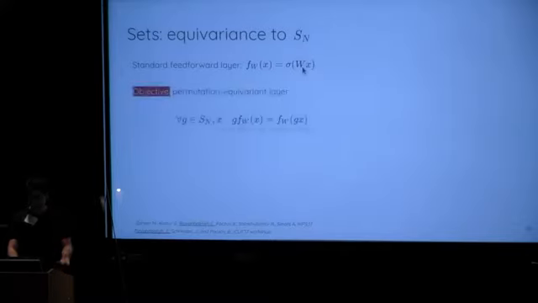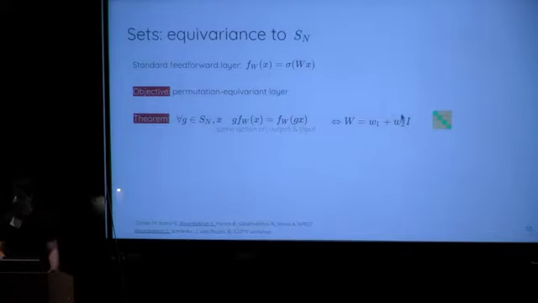So permutation equivariance is this. We want any permutation of the output of this function to have the same effect as if we permuted the input. Then we could show this holds if and only if the weight matrix has this diagonal form. The weight matrix can only have two free parameters.